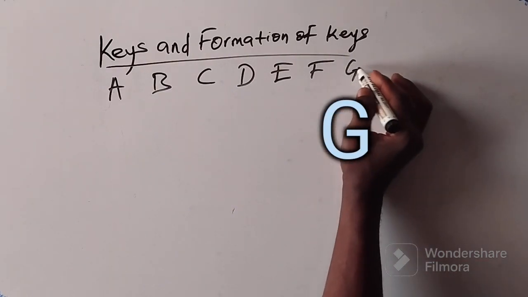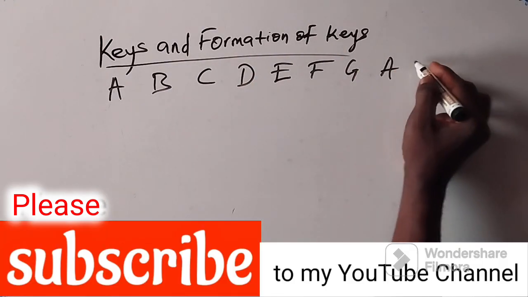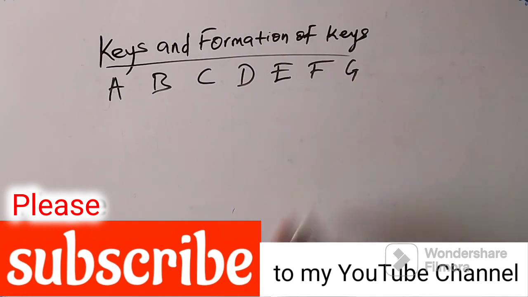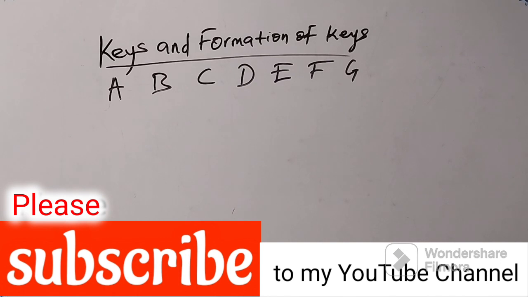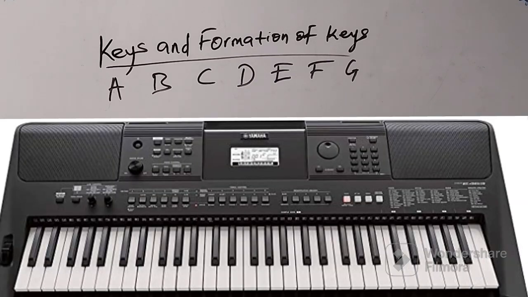And once you stop at G, this one will start again A, B, C, and it continues, but that is not what we are studying now. So these 7 natural keys, they are always in white notes in your piano or your keyboard or your organ.